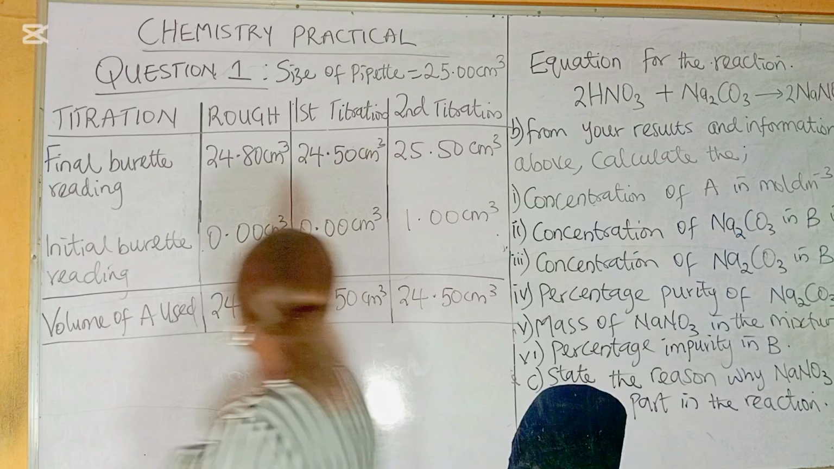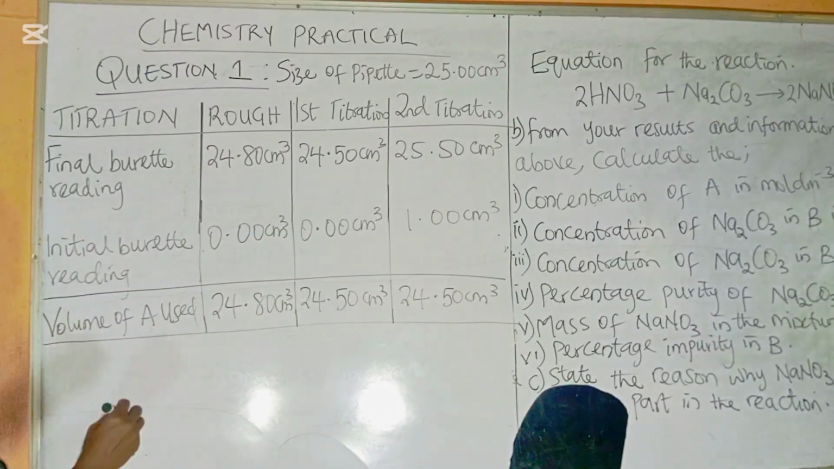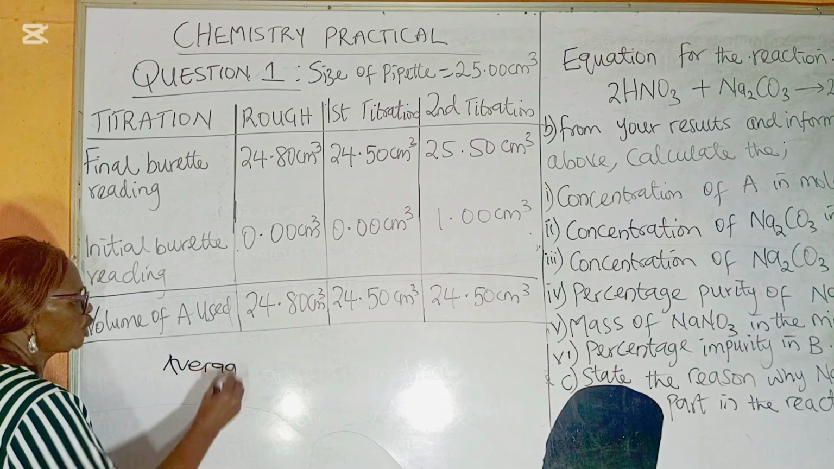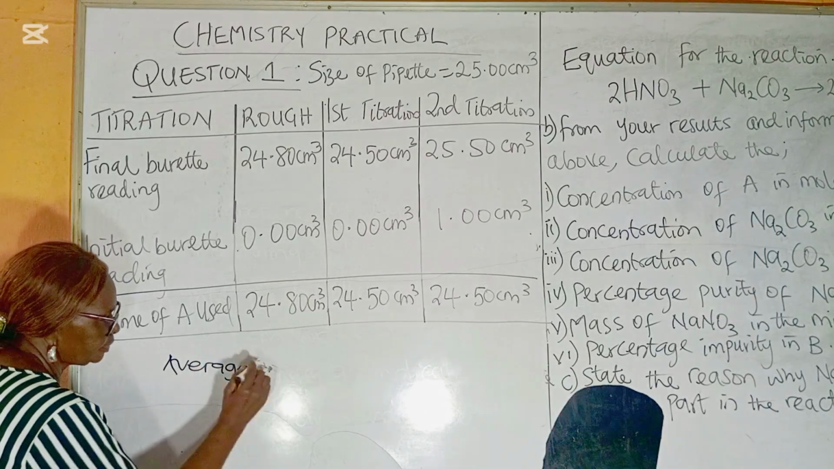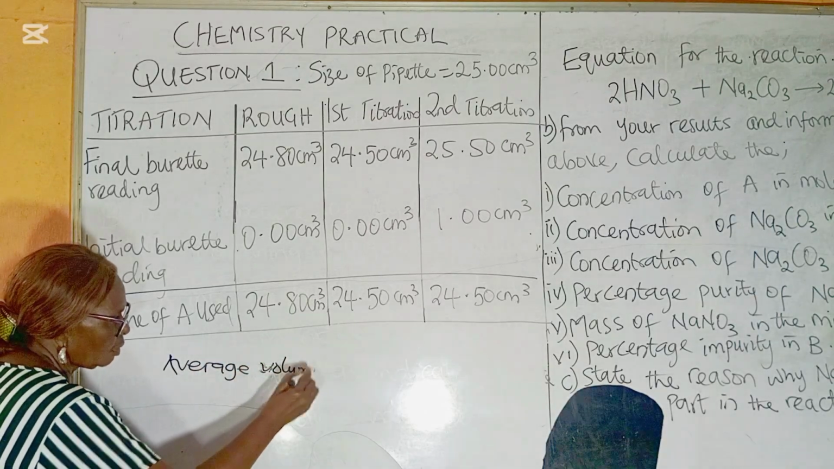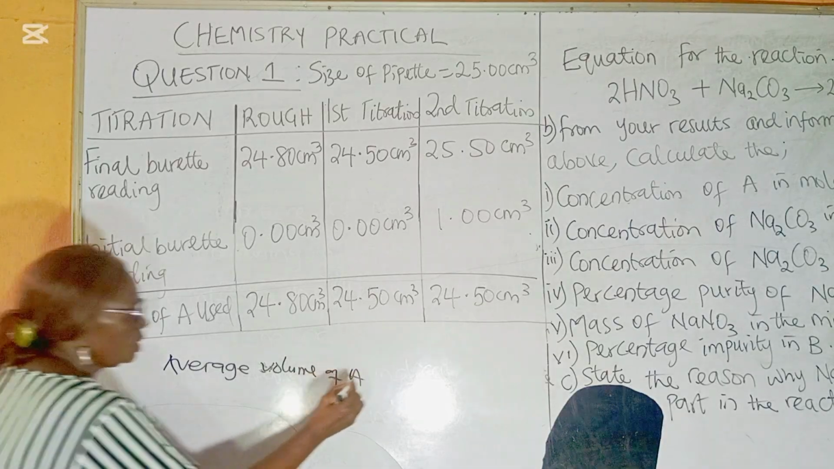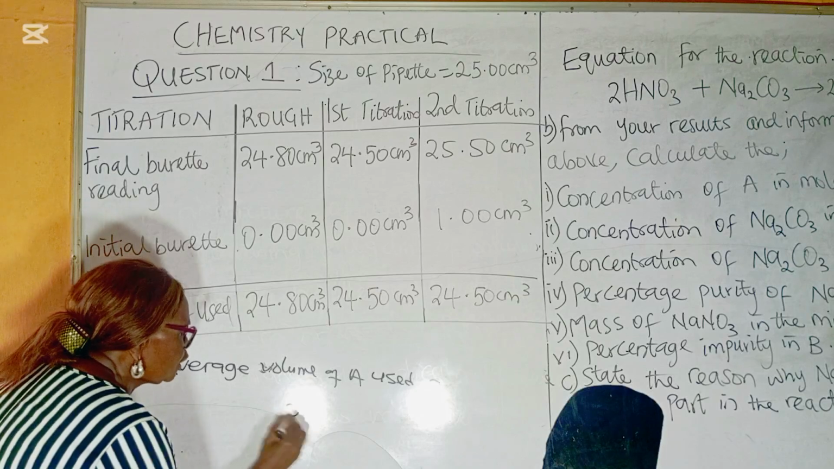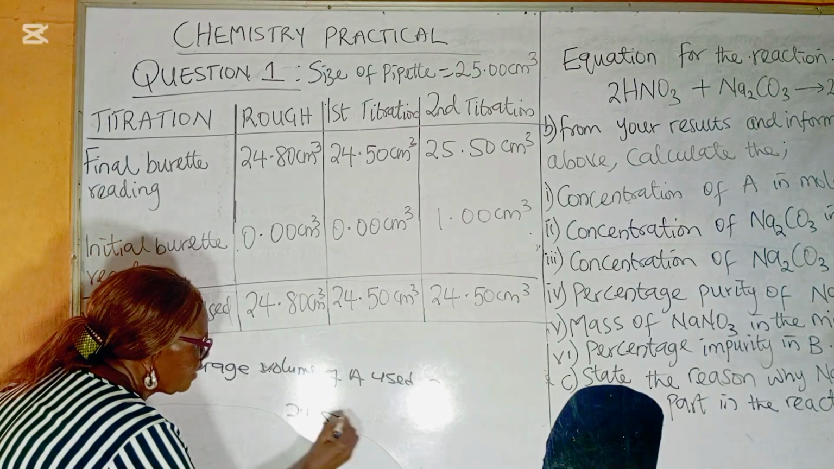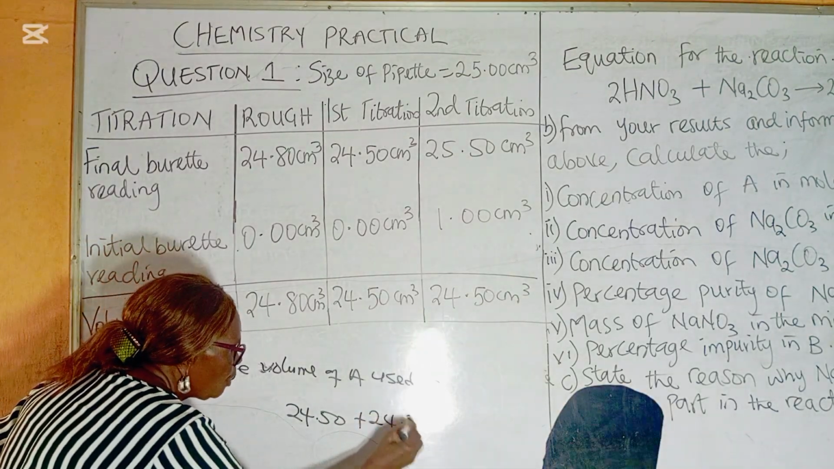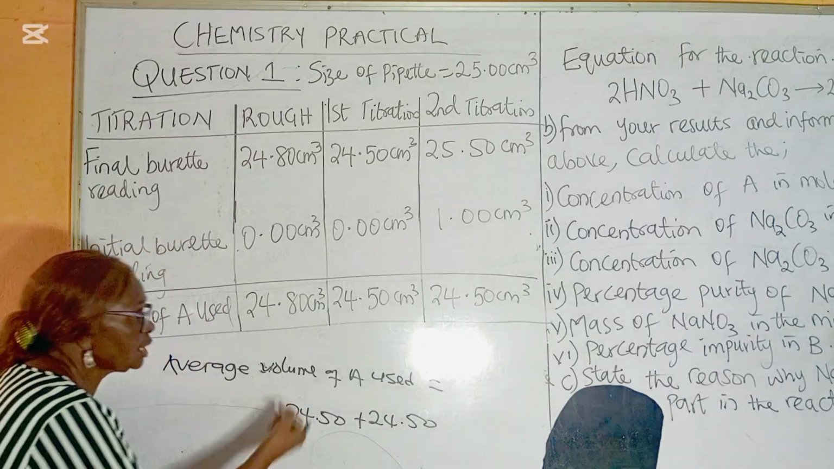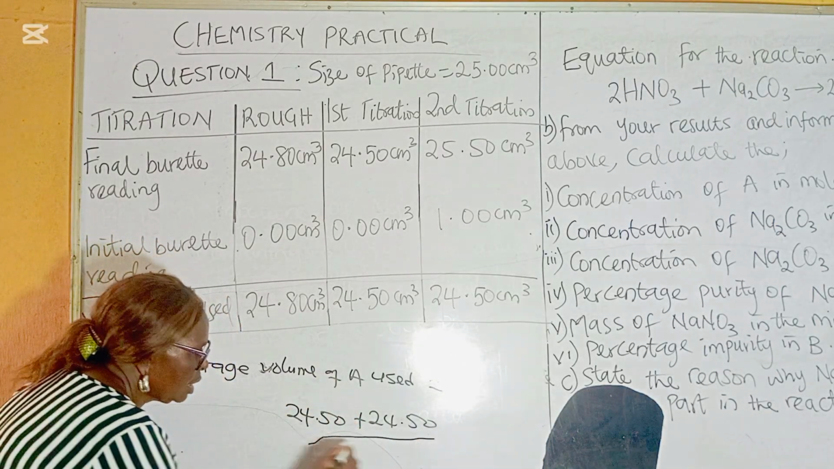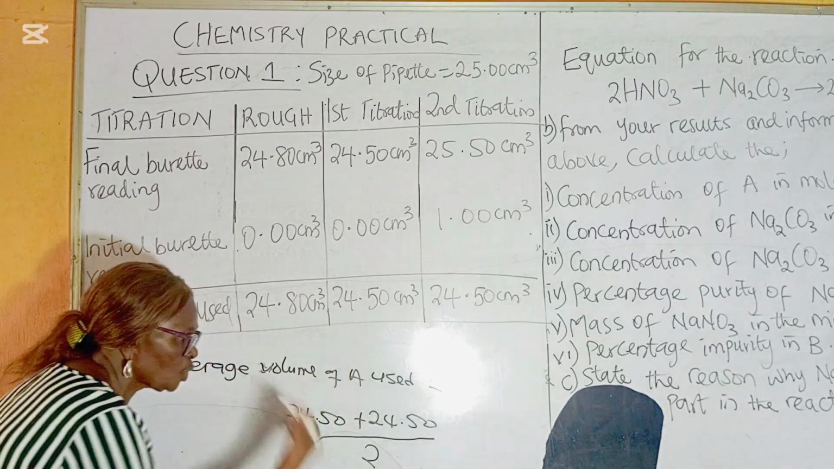So I have to now find the average volume of A used. So we start. Average volume of A used equals 24.5 plus 24.5. You need to show them, in as much as the average is 24.5, but the examiner will want to see. So divide by what? 2, since I'm using 2 readings.